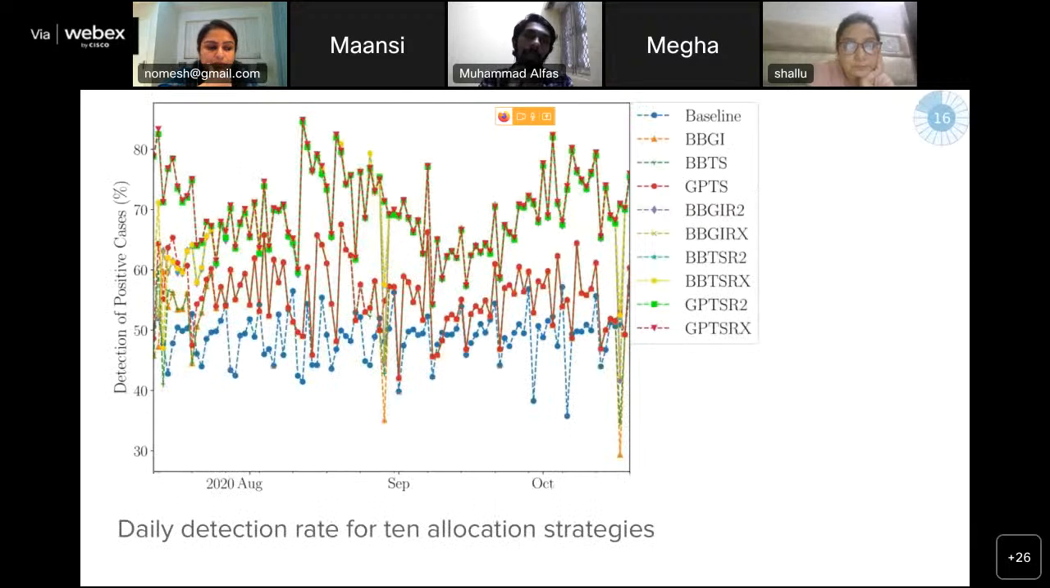And this is a visual representation of the results. We can see the bottom line is the baseline method, and the top ones are GPTSRX and GPTSR2. The top values are multi-round and two-round testing of gamma Poisson with the Thompson sampling method, and the middle values are methods with no pooling but with multi-armed bandit methods. So this is for the 5 city data set for a 100-day period.